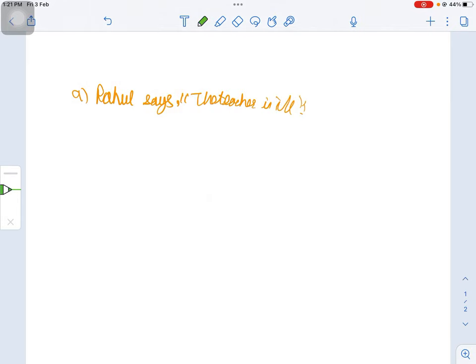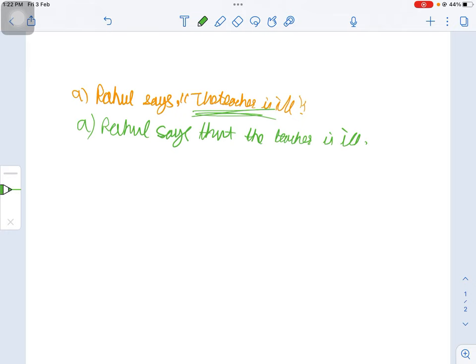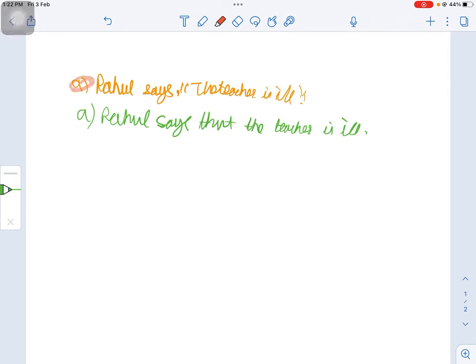Let me tell you the answer. It will be: Rahul says that the teacher is ill. Now you will think why it is in the present, why it is not "the teacher was ill." Because the reporting speech, Rahul says, is in the present tense, the tense will not change. Okay, this is your first practice exercise, and this was very important.